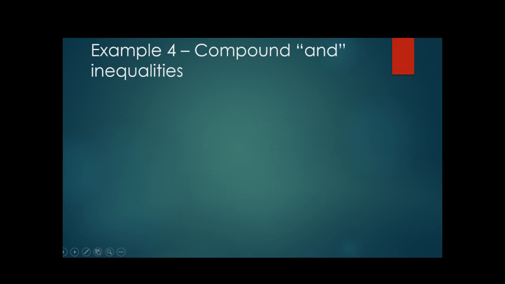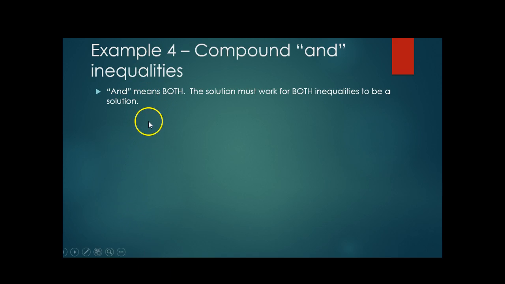Example 4, you're talking about inequalities that have two different problems in one. Compound means two in one. A compound word is two words put together to make one. A compound inequality is two different inequalities put together to make one. In this case, we're talking about "and" inequalities, which means both. Both of the inequalities have to work for x. So if x works for one of them, it has to work for the other one to make it a solution for the compound inequality.